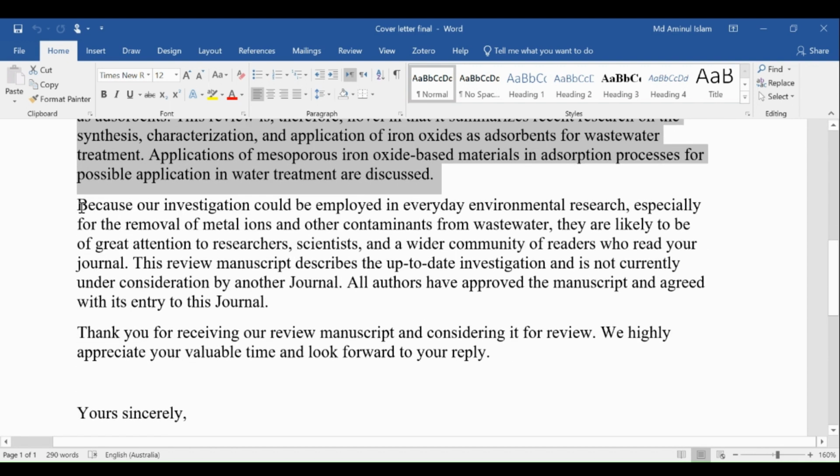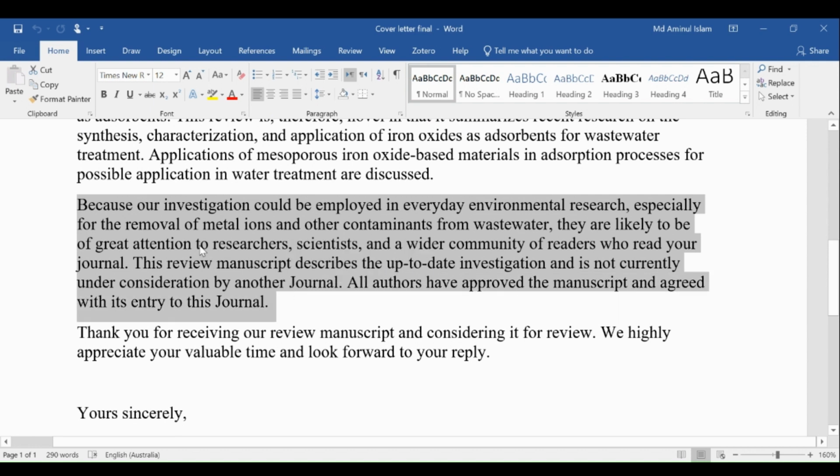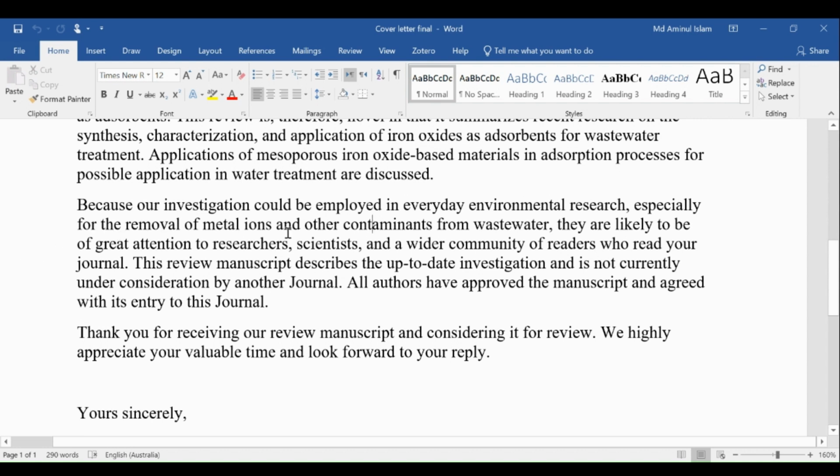In the third paragraph, you can write why your manuscript is suitable for publishing in the journal, and you need to showcase your idea like this: because our investigation could be employed in everyday environmental research, especially for the removal of metal ions and other contaminants from wastewater. They are likely to be of great attention to researchers, scientists, and a wide community of readers who read your journal.